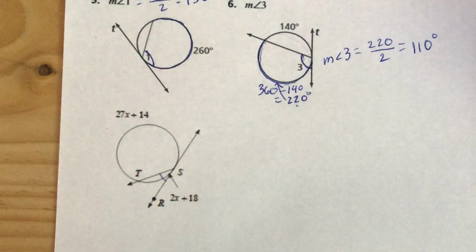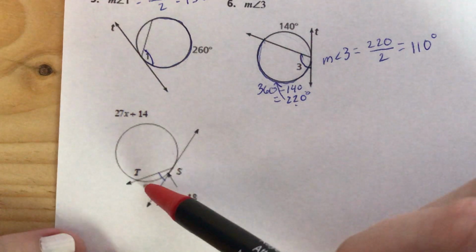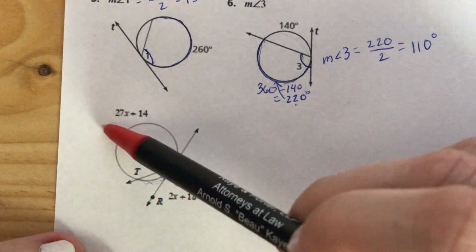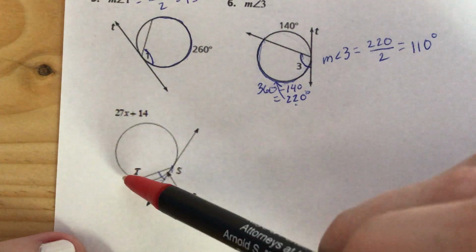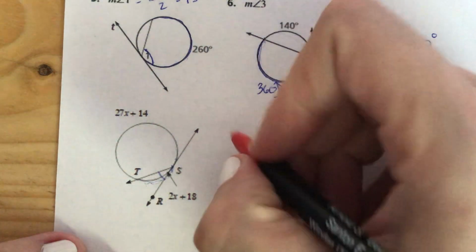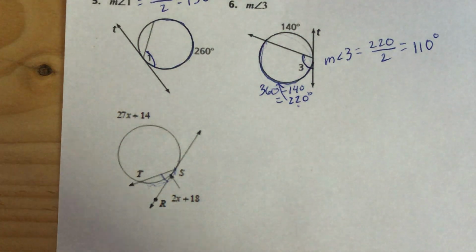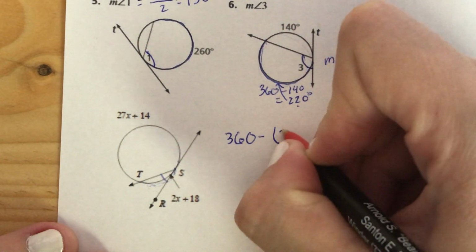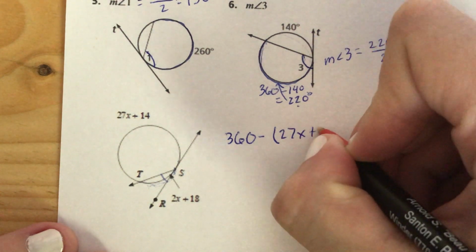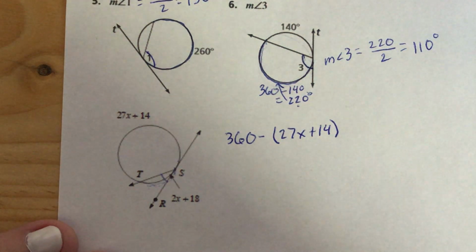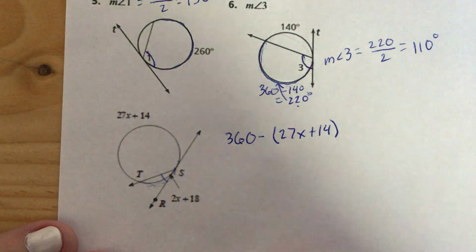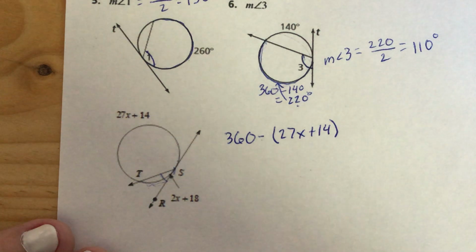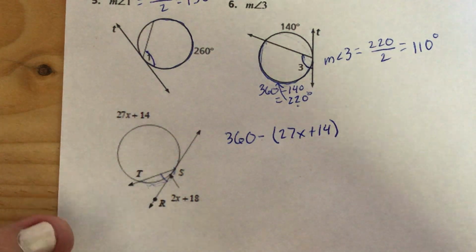So we're going to look at what we did to find this arc. To find this arc, we took this arc length and we subtracted it from 360. So be very careful when you're doing this. You do 360 minus, and make sure you put this whole thing in parentheses. If you don't, you'll get the wrong answer, because that means we have to distribute this negative to both. So that's going to mess you up if you don't do that.